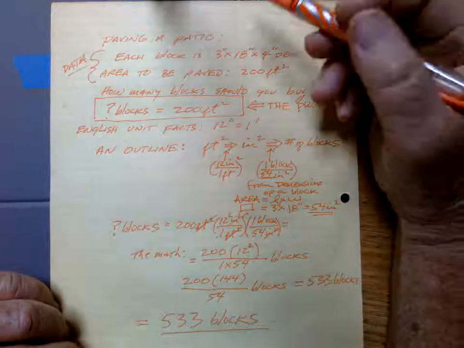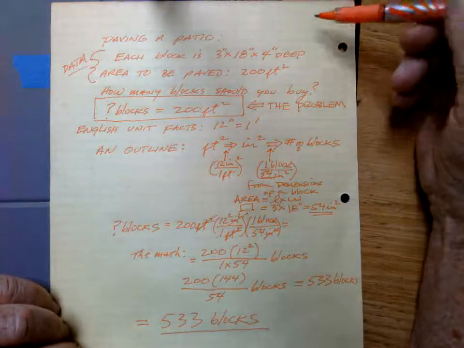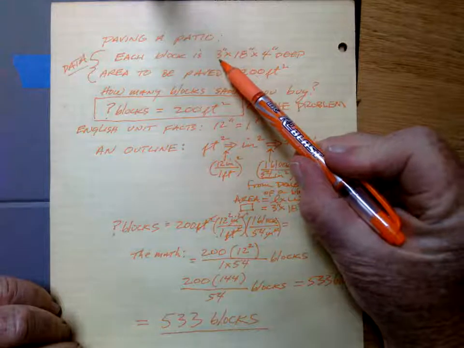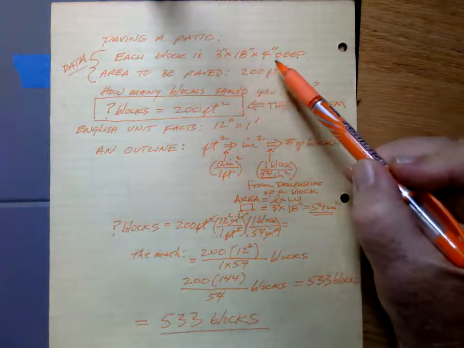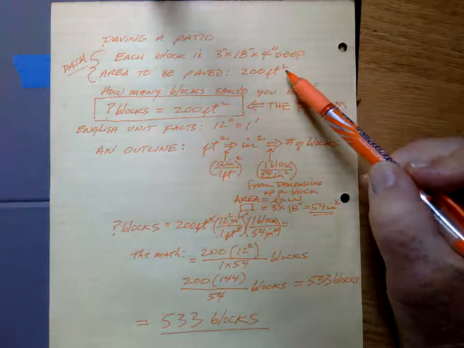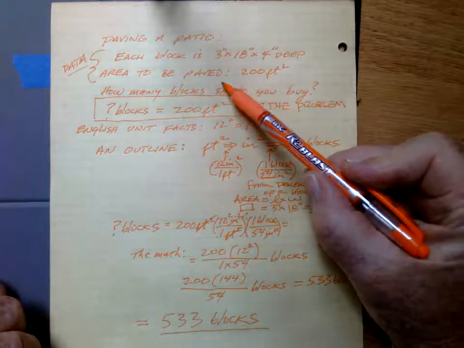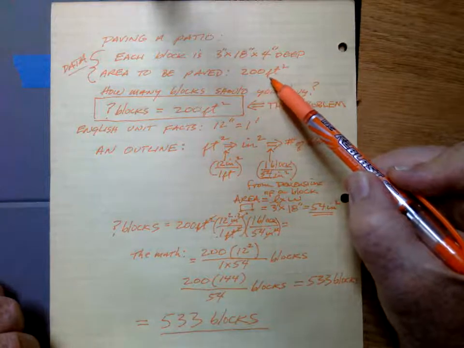Here's a problem about paving a patio with blocks, brick blocks that are 3 inches by 18 inches by 4 inches deep. And the area to be paved, the patio's total area, is 200 square feet.